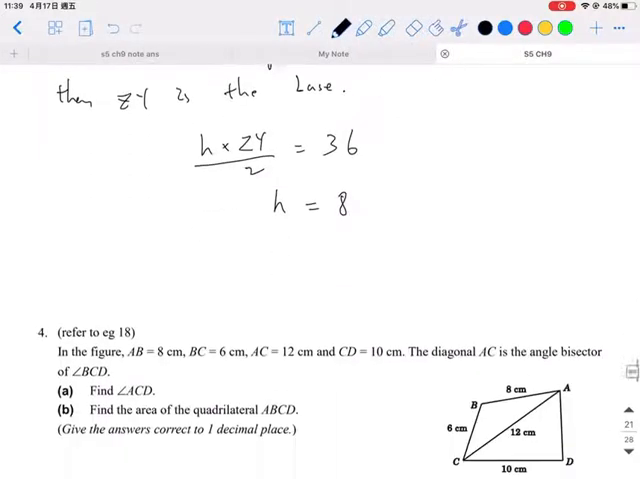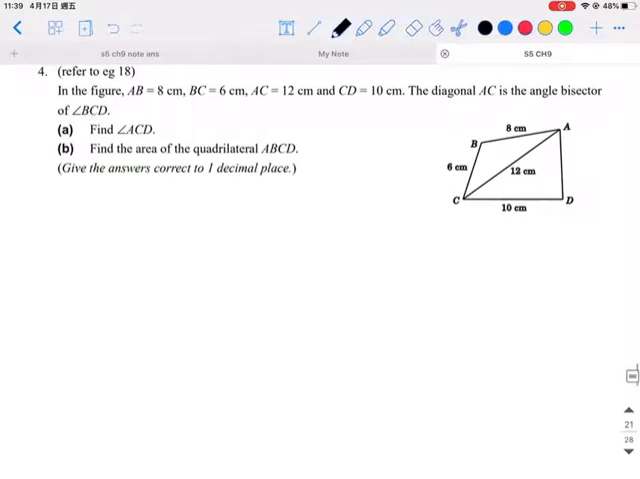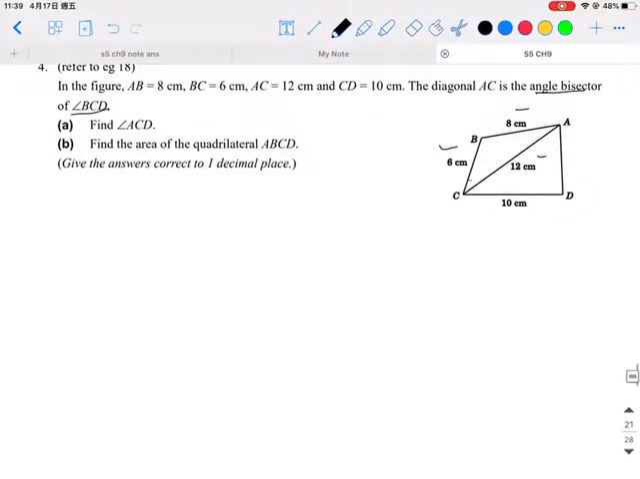Okay, so for question number 4, in the figure, in triangle ABC, we know the 3 sides of ABC, so you can find the area easily. And the diagonal AC is the angle bisector of angle BCD. So angle bisector means AC is the angle bisector of BCD, so these two angles are the same. So for the first part, find the area of ACD.